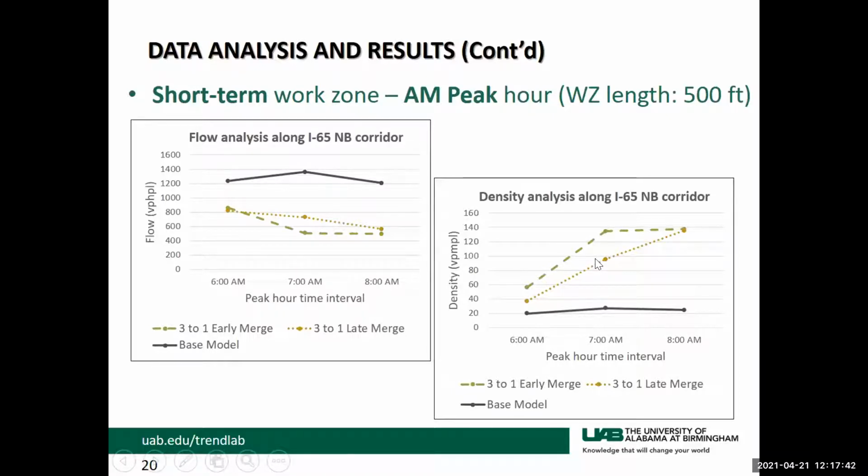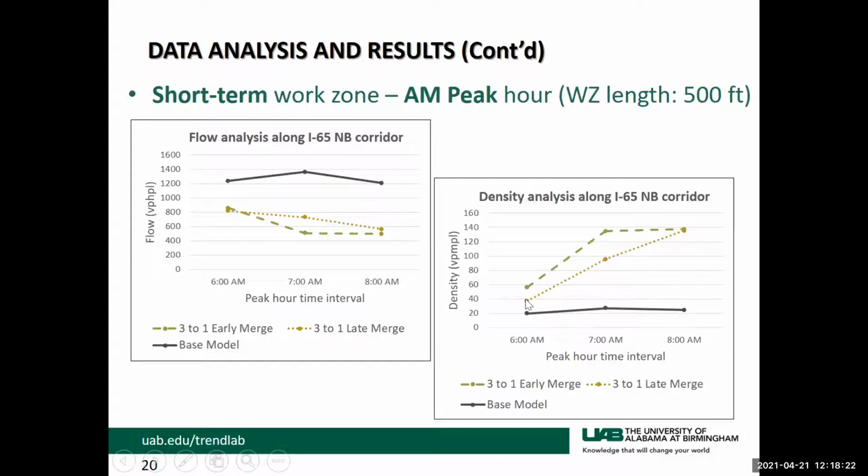And when we looked at this for a work zone length of 500 feet and compared the performance of early merge and late merge, we can see that the early merge performed a little worse than the late merge. And that was consistent for all the MOEs that we observed. Here again, this is the performance without work zones and with the work zone in place.